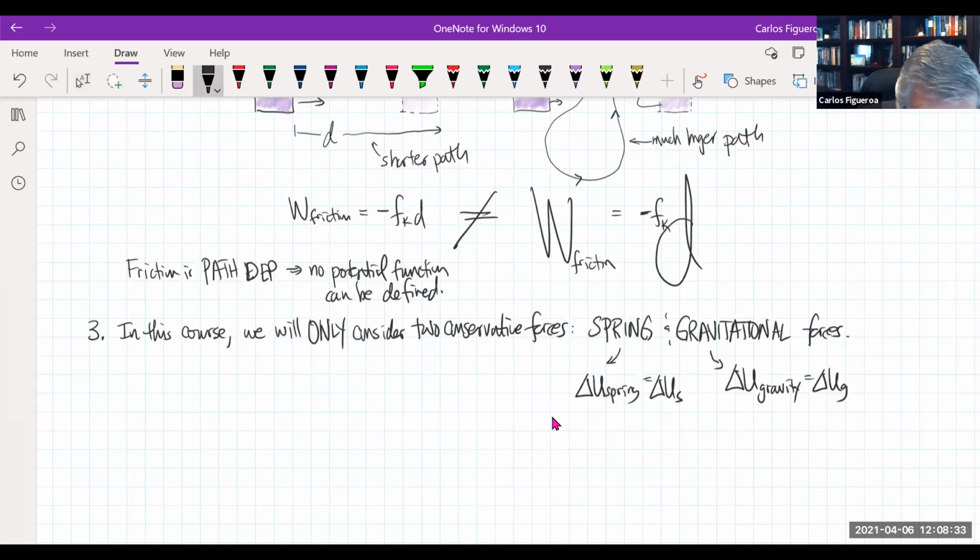The last thing I got to talk about before we get in deep into the examples here is that we want to talk about the reference potential energies.